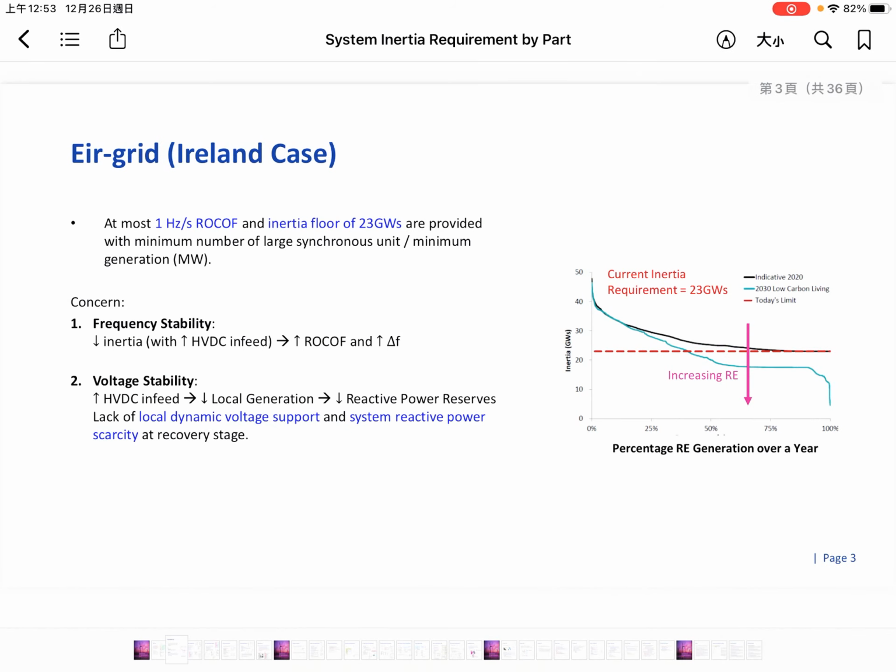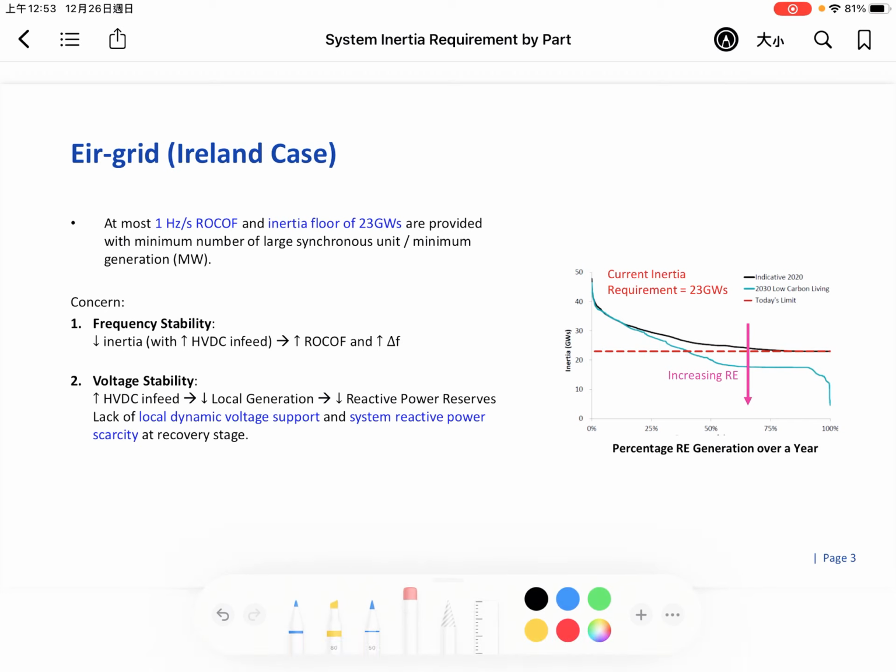So let's have some kind of case study. Ireland's grid, which is the island case, has some rules written down, or policy written down. At most 1 Hz per second ROCOF and the inertial floor of 23 gigawatt-seconds are provided with minimum number of largest synchronous generators on bar, or minimum generations. So you can see that first, there is a limit on ROCOF, and there is a limit of inertial floor, which is the minimum inertia.